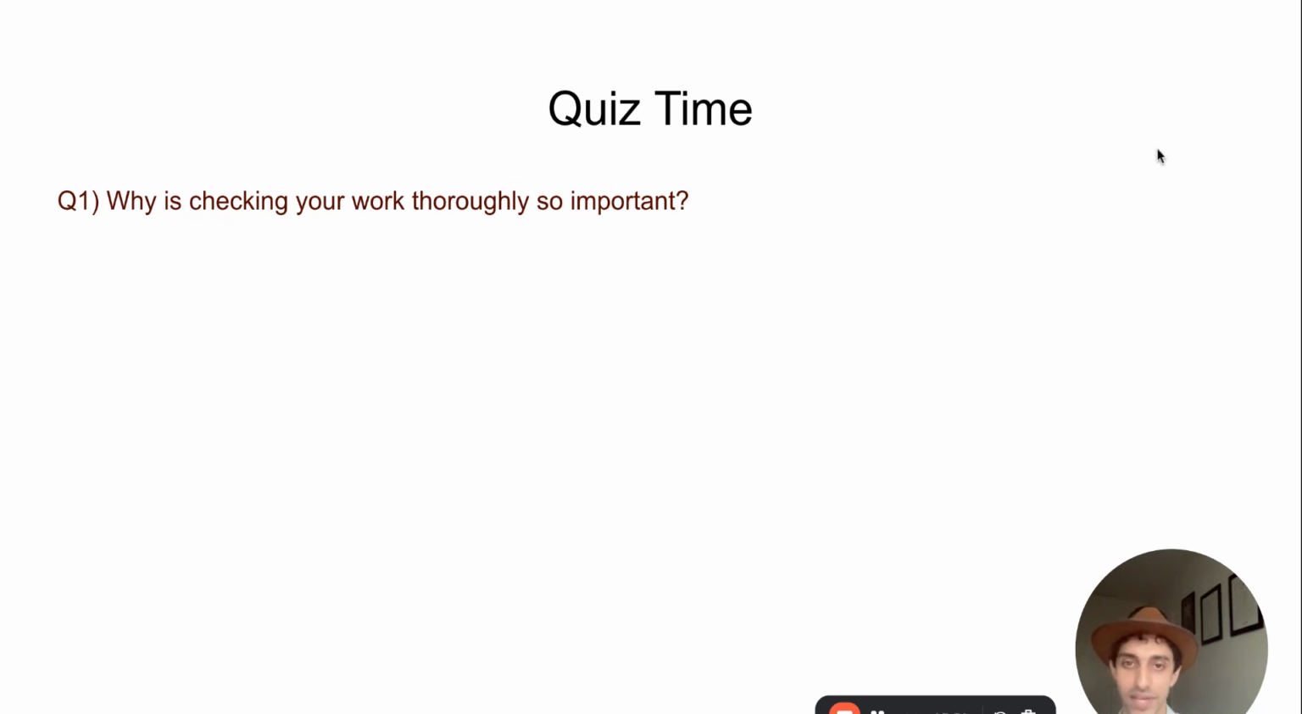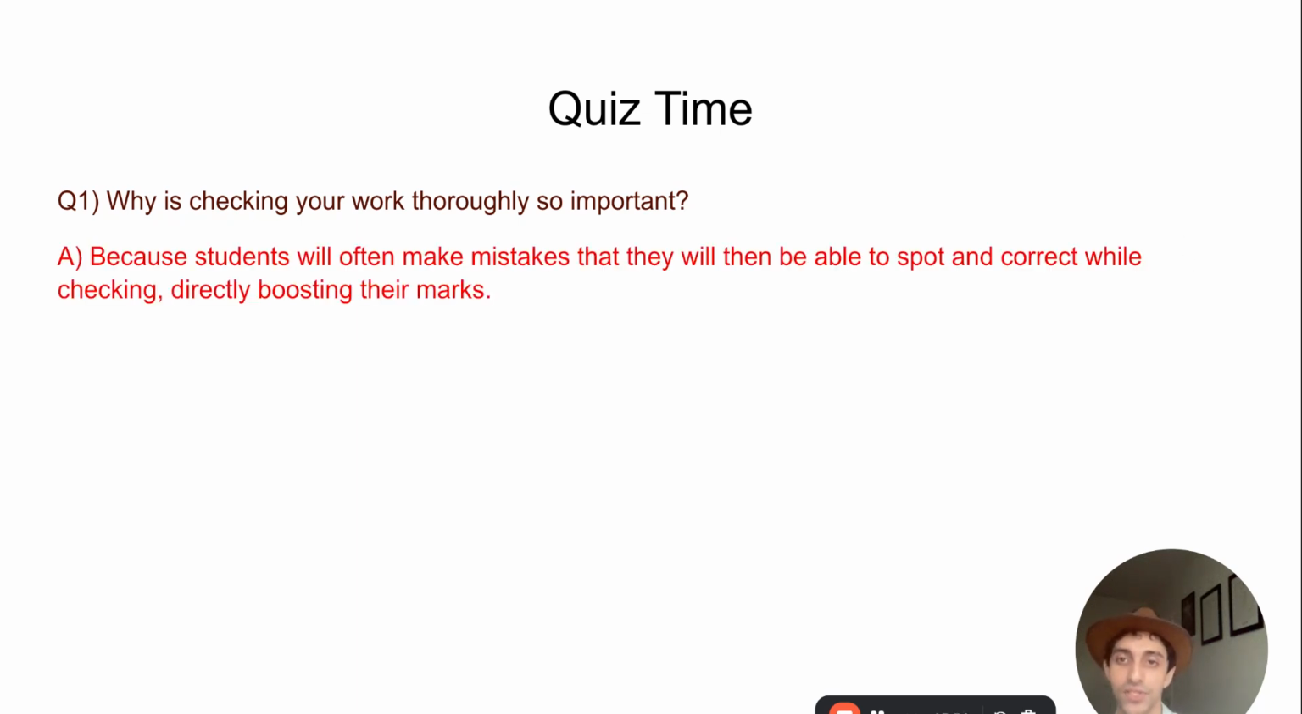So I'm going to reveal the answer now. So the answer is students will often make mistakes while writing. It's quite natural. You're writing in German. It's not the student's first language, of course, normally. But while they check through their work, they are often able to spot and correct mistakes, which will directly result in an increase in their marks.